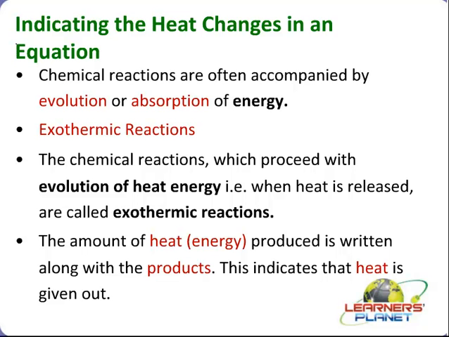Now, based on the heat changes, we have two types of chemical reactions. First is exothermic reaction. The chemical reactions which proceed with the evolution of heat energy, that is, when heat is released, are called exothermic reactions. The amount of heat energy produced is written along with products. This indicates that heat is given out. I'll elaborate it with an example.